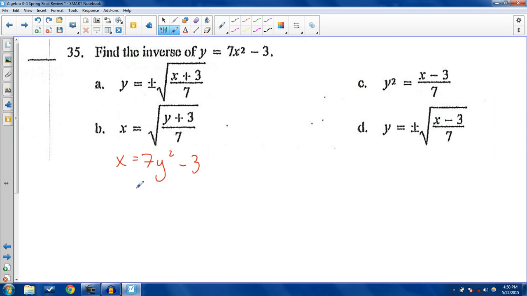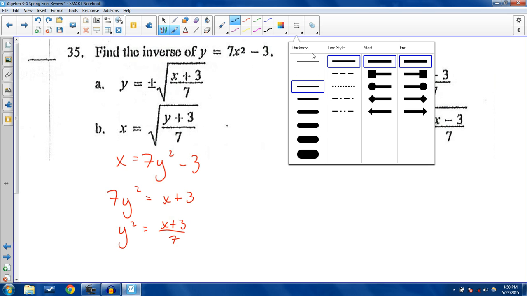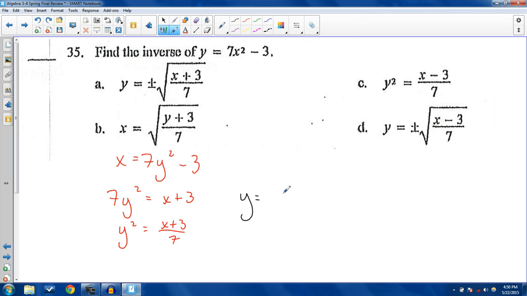So to do that, I'm going to get y all by itself. So I'm going to add 3 to both sides. So I get 7y squared equals x plus 3. I'll divide both sides by 7. So I get y squared equals (x plus 3) divided by 7. And I take the square root of both sides, and I'm going to get y equals plus or minus the square root of (x plus 3) all over 7.